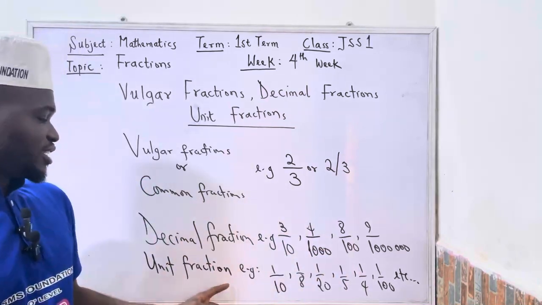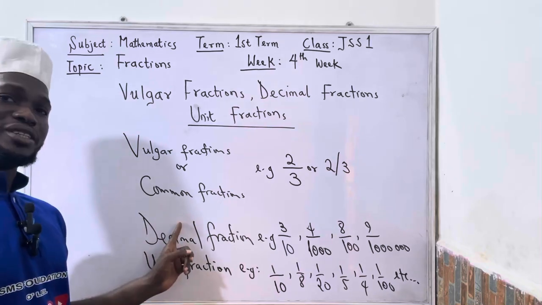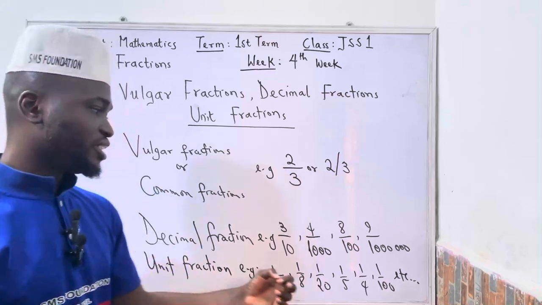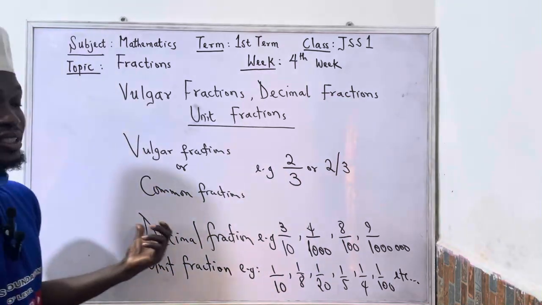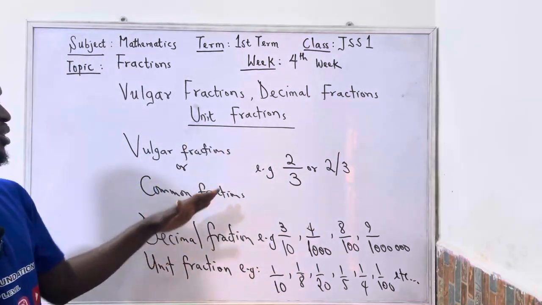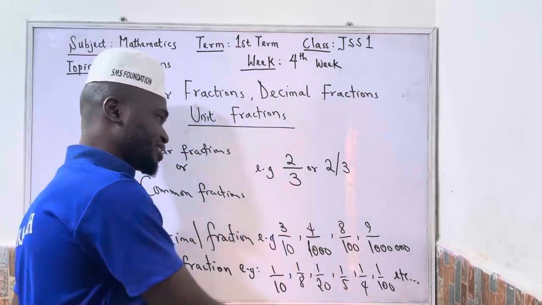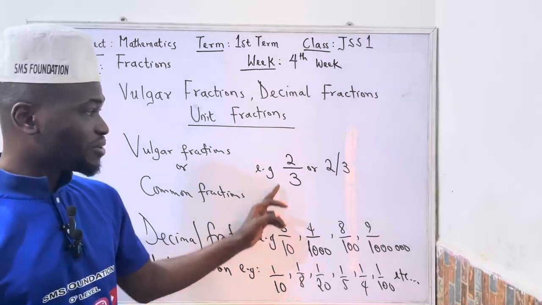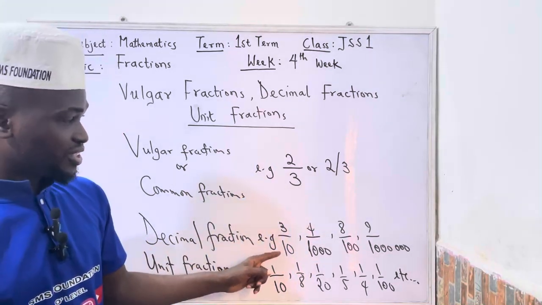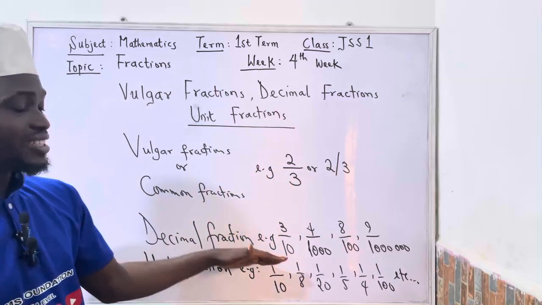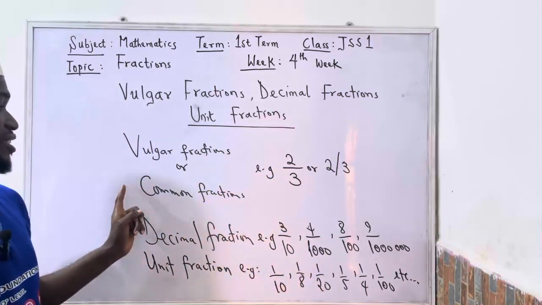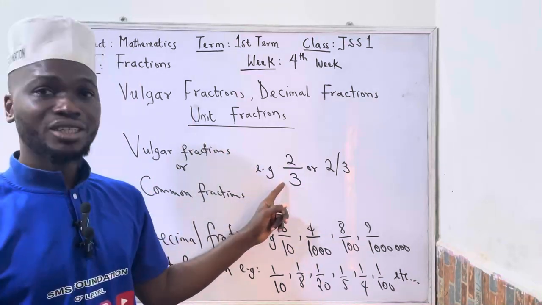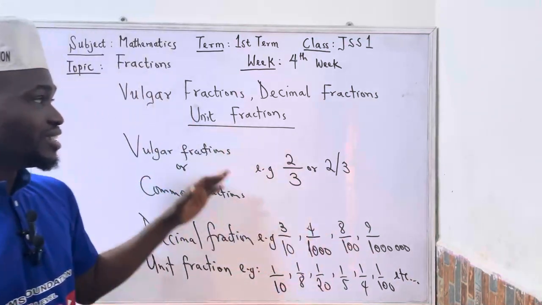But sometimes a fraction can be a unit fraction and still be a decimal fraction. A good example is 1 over 100: it is a unit fraction and at the same time a decimal fraction. And mind you, all of these are still vulgar fractions because they are written in the common way, the normal way we write fraction. 3 over 10 is still a vulgar fraction. So no matter the type of fraction you want to mention, it's still a common fraction, so far as we write it as numerator upon denominator with a division line separating them.